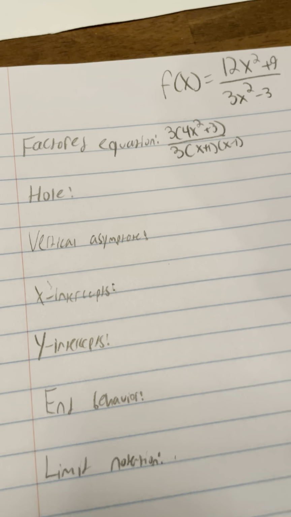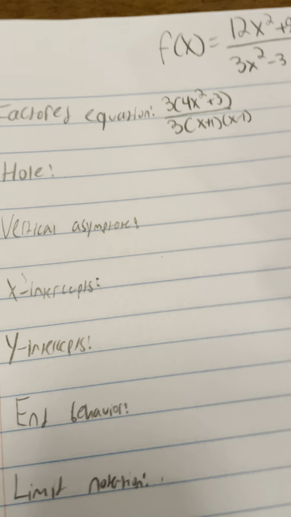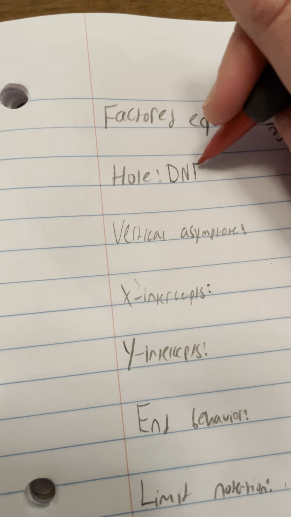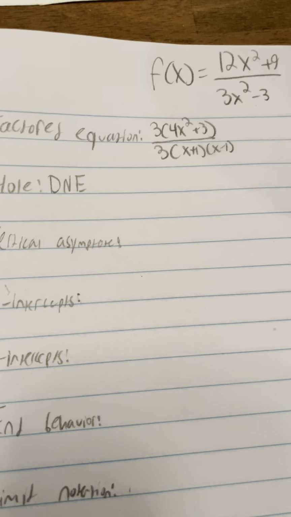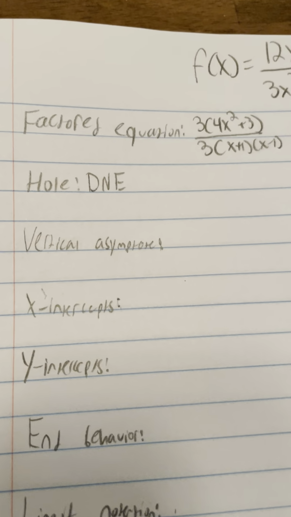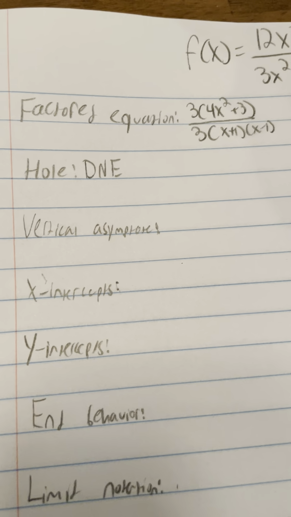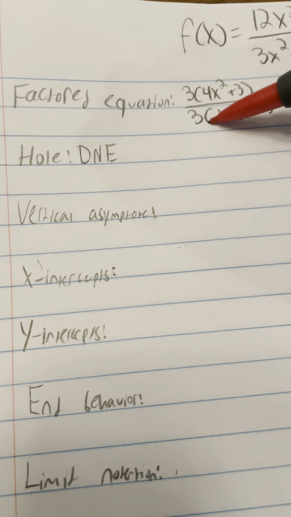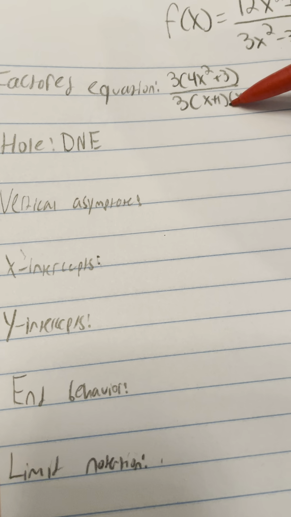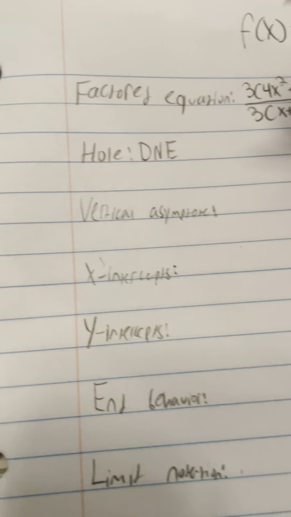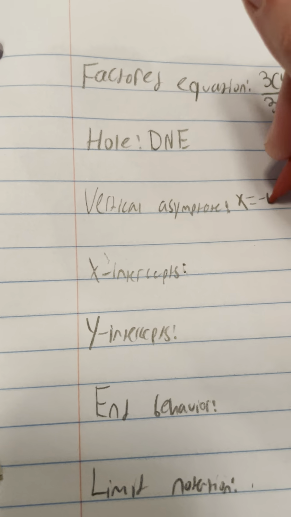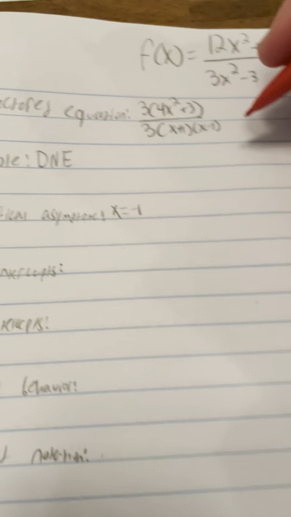And then to find the holes, you want to see if there are any common factors, and in this equation there isn't, so the holes don't exist. Then for the vertical asymptote, you set each part of the denominator equal to 0, and we know 3 can't equal 0, so when you do x plus 1 equals 0, you get x equals negative 1. And then when you set x minus 1 equals 0, you get x equals 1.